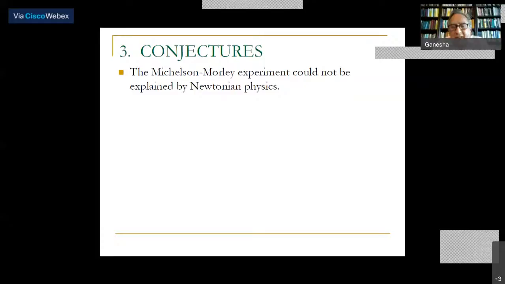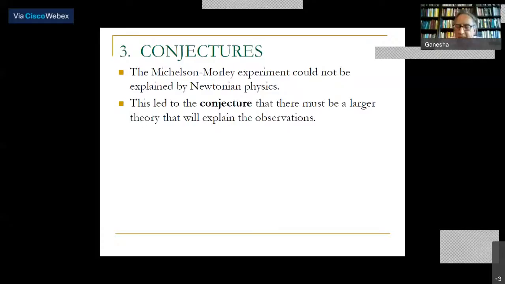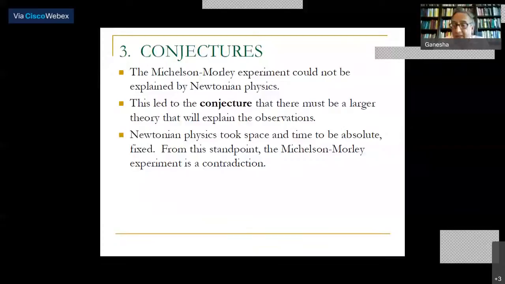The Michelson-Morley experiment could not be explained in the realm of Newtonian physics, and so they were led to conjecture that there must be a larger theory that will explain the observations. Now, Newtonian physics took space and time to be absolute, fixed. And from this standpoint, the Michelson-Morley experiment is a contradiction. And therefore, it only shows that the axioms were wrong.